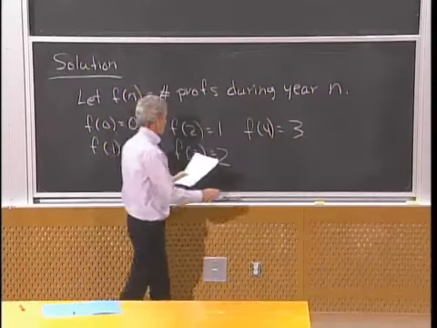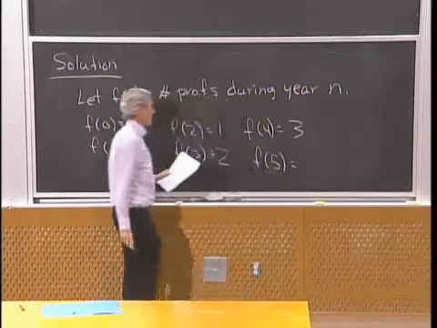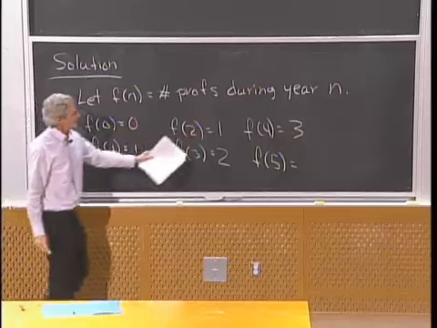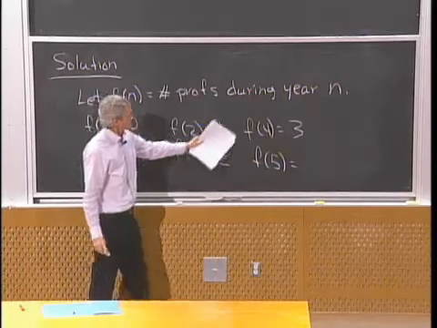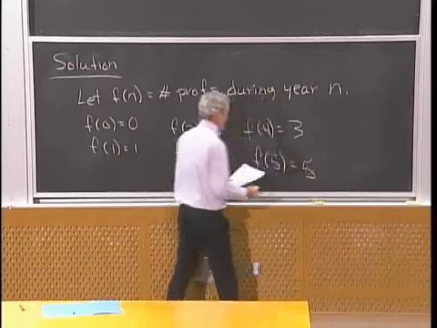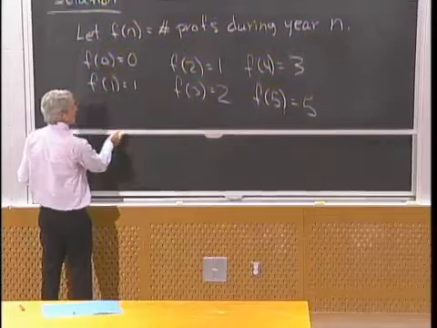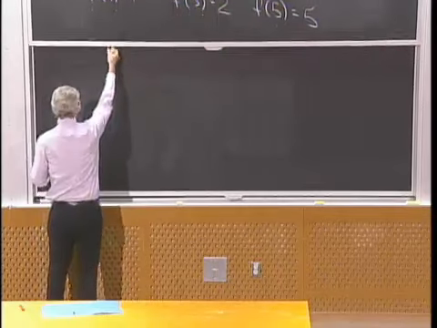All right, and let's do one more. F of 5. 5. These guys produced one each, and you had 3 existing. All right, so we can actually write down the recurrence now by sort of the process we just went through.